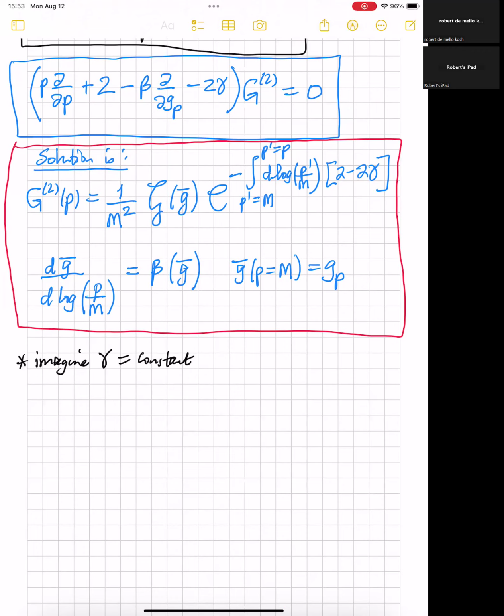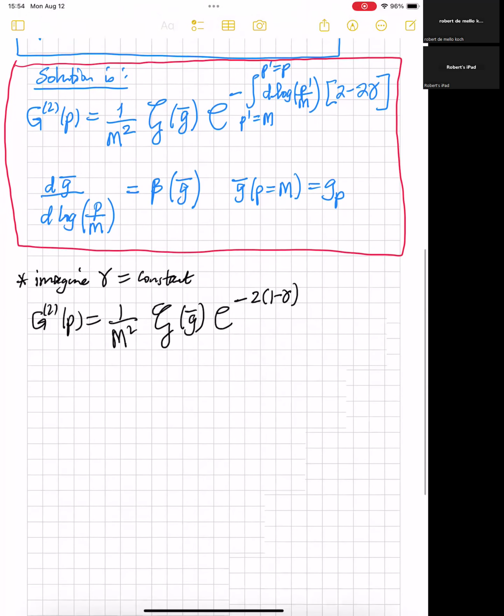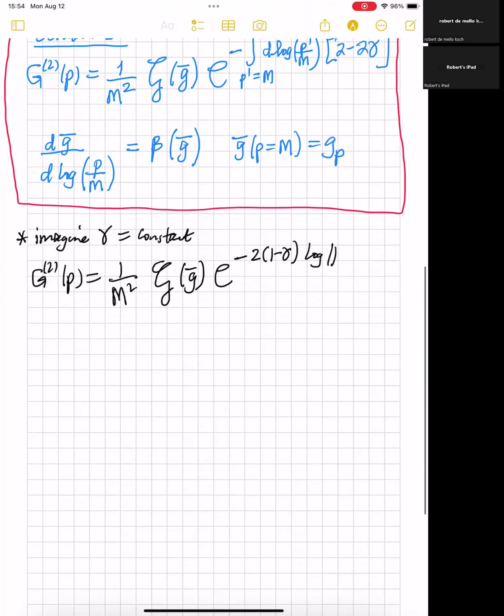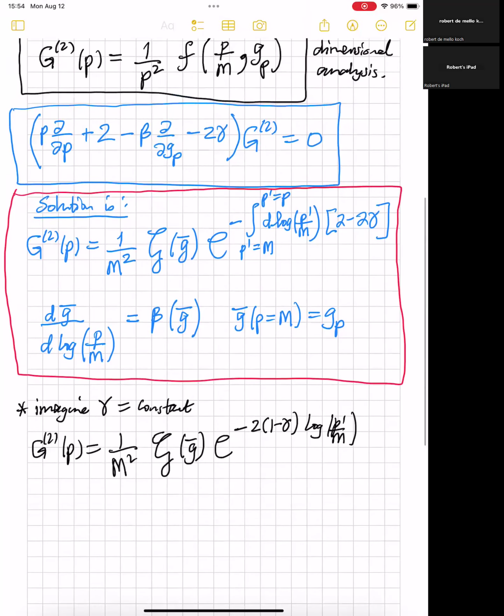Then what will our G2 of P look like? Well, we'll have the 1 over m squared, no problem. We'll have our curly G of G bar, fine. Then we'll have e to the minus. Now, this is a constant, so we can pull the 2 times 1 minus gamma out of the integral. And when we integrate d log p prime over m, we're just going to get the log of p primed over m. That's a trivial integral to do.